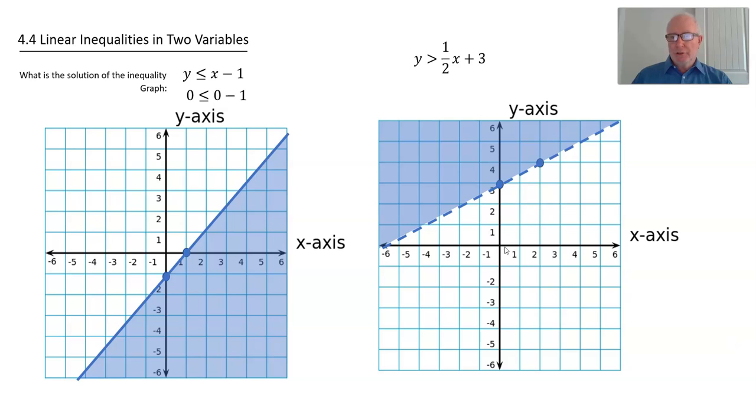And of course we can check the point 0, 0. If I plug in a 0 for y and a 0 for x, I get 0 is greater than 3, and that's not true, so 0, 0 is not in my shaded region. So we have a way to quickly check our answers.